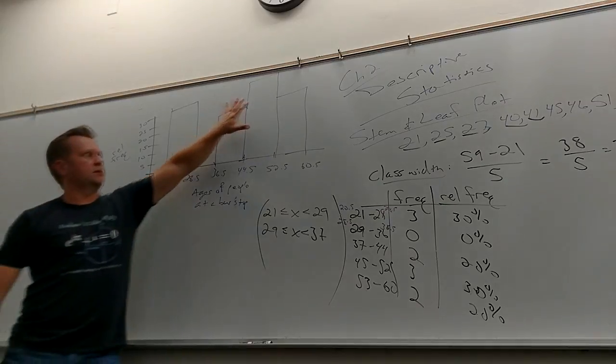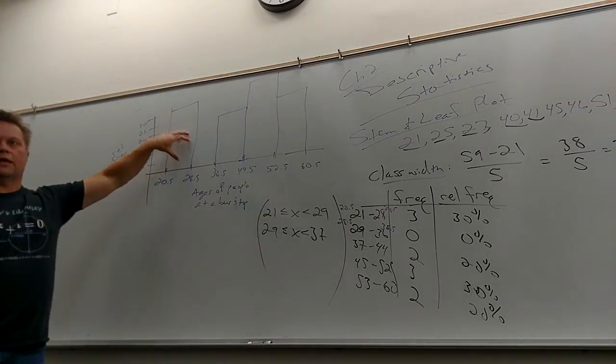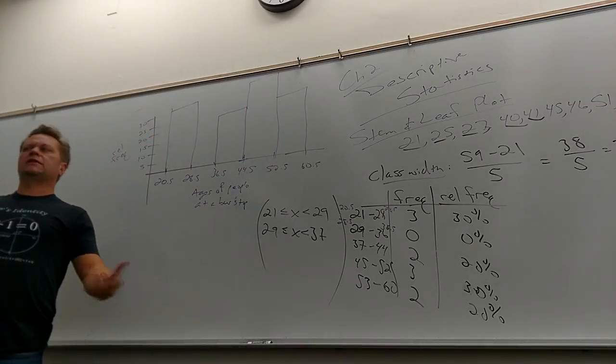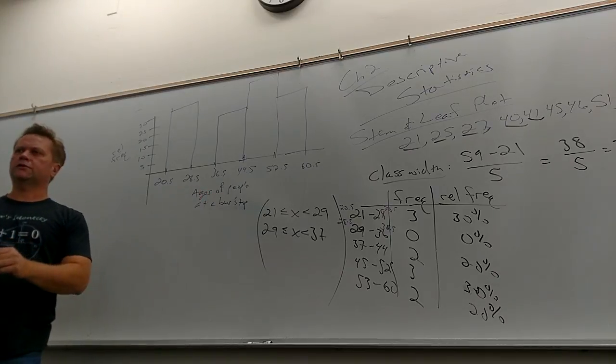So the data seems to cluster here, but there's a big group down here too. So that might tell us something. We need a larger sample. It's a very small sample.